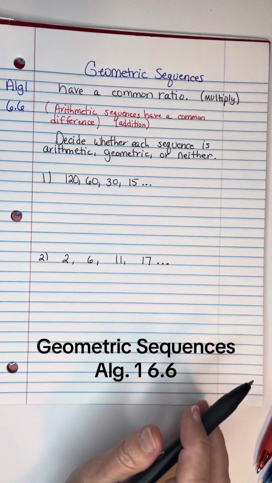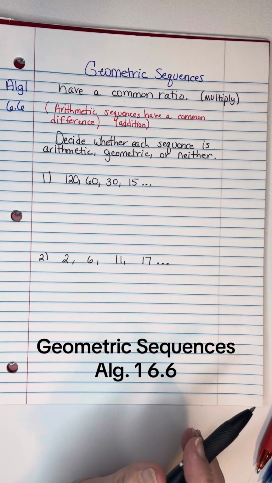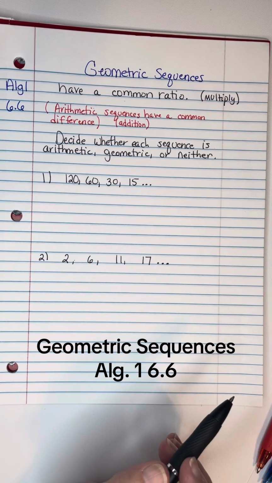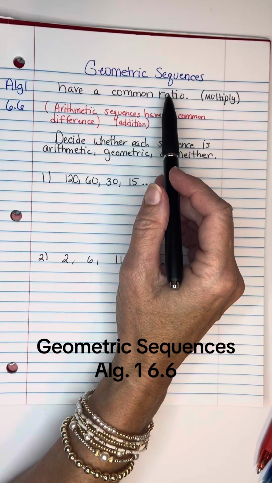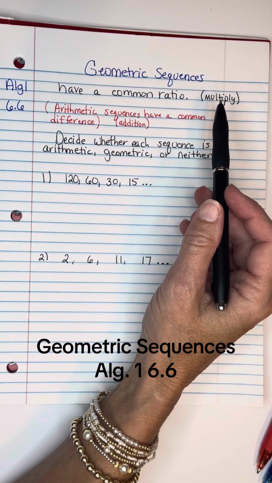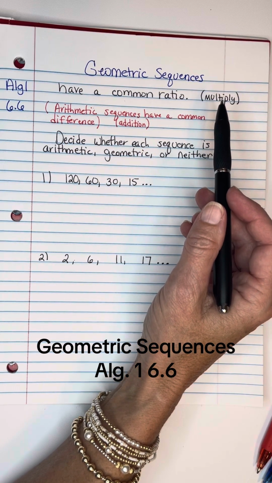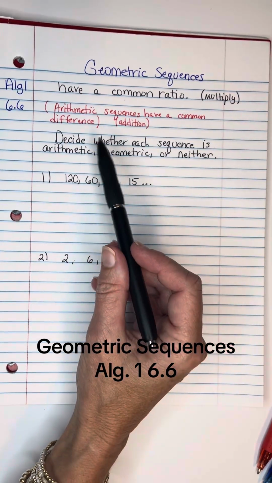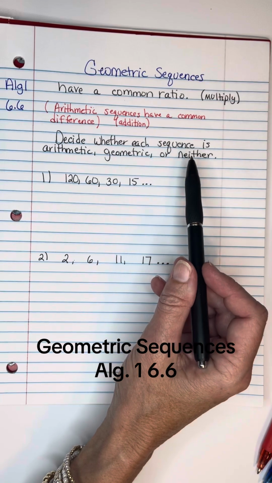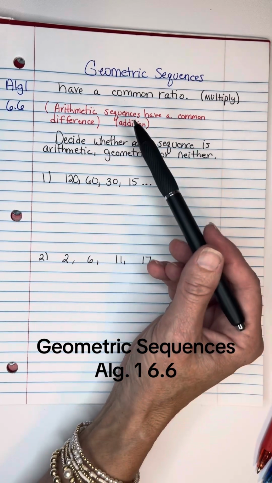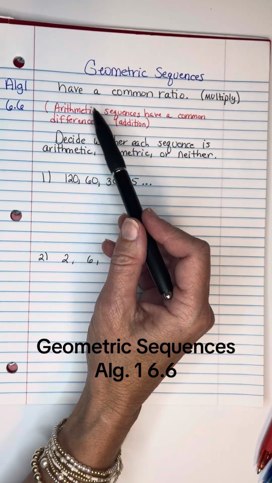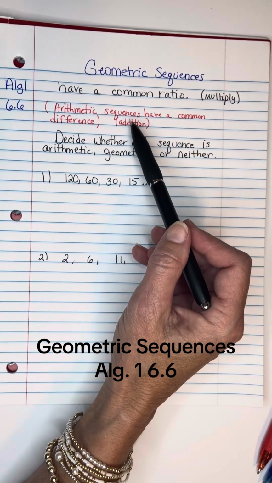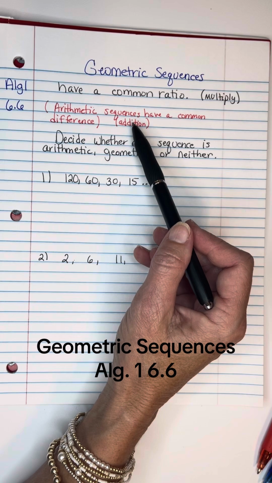Geometric sequences. It's a ratio between each pair of consecutive terms when they're the same, and we call it a common ratio. You get it by multiplying. Each term is found by multiplying the previous term by a common ratio. So if I'm trying to decide if it's arithmetic, geometric, or neither, I'll remind you that in an earlier video we talked about how arithmetic sequences have a common difference, not a common ratio, and that's where you are adding the same number each time.